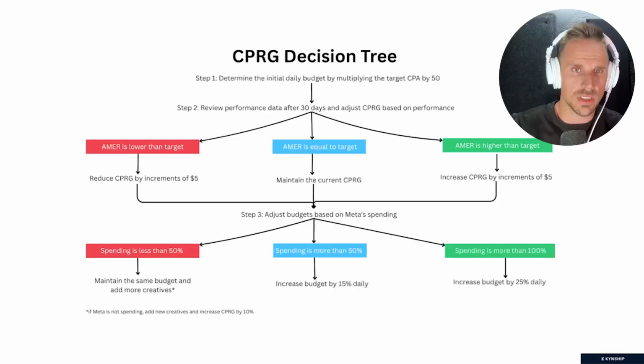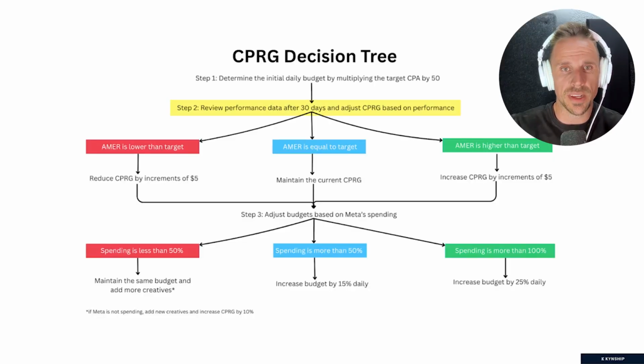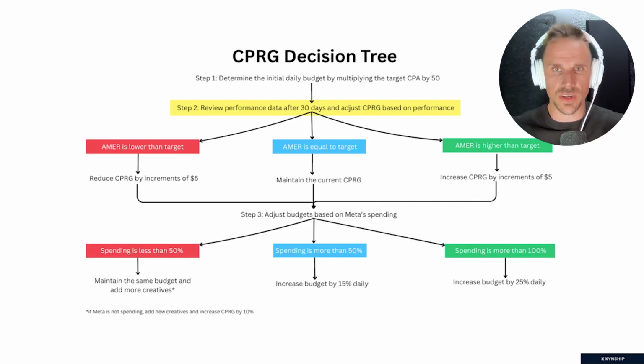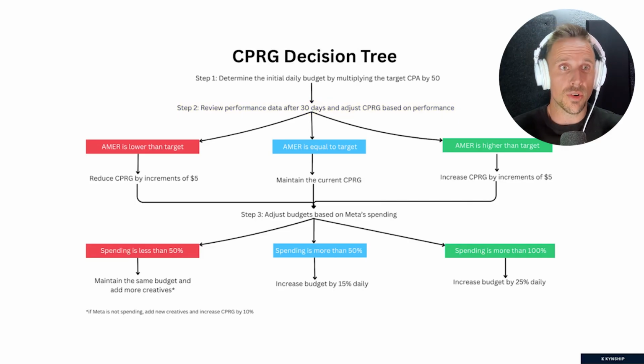So step 2, this is where we observe. Once your campaigns are live, we enter what I would call the observation phase. This is obviously crucial. What I would say, the rule of thumb is we need a minimum of 7 days. The more data, the better.